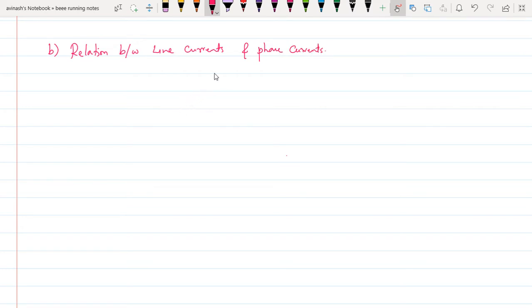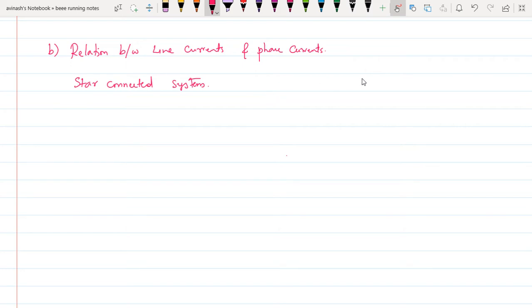Since it is a star connected system, each line conductor is connected to a separate phase. So the current flowing through the line and the phase are the same.